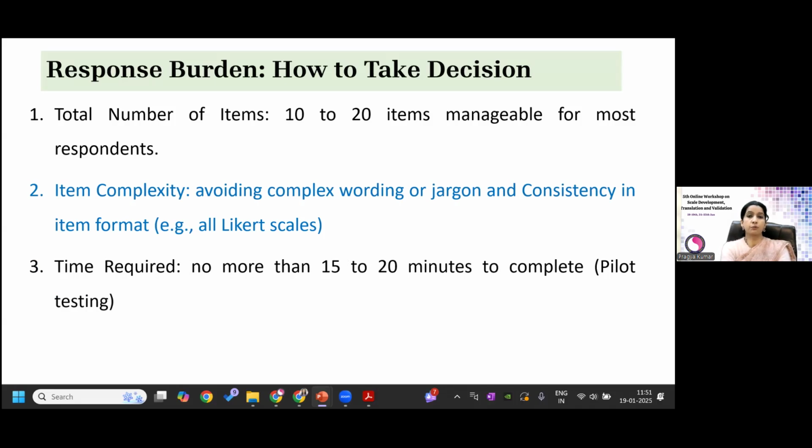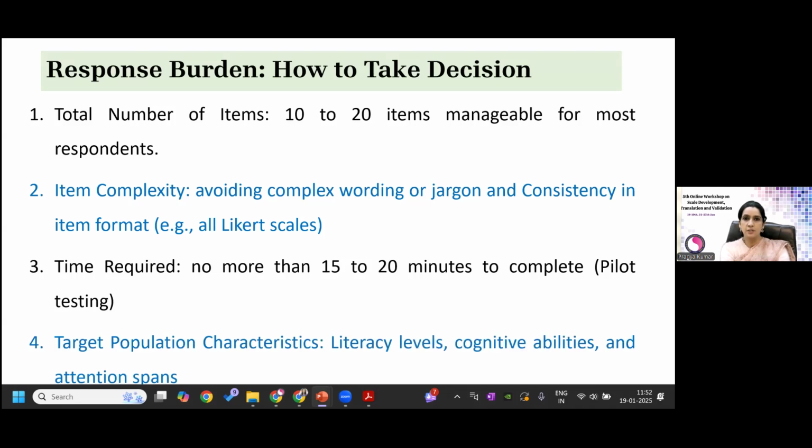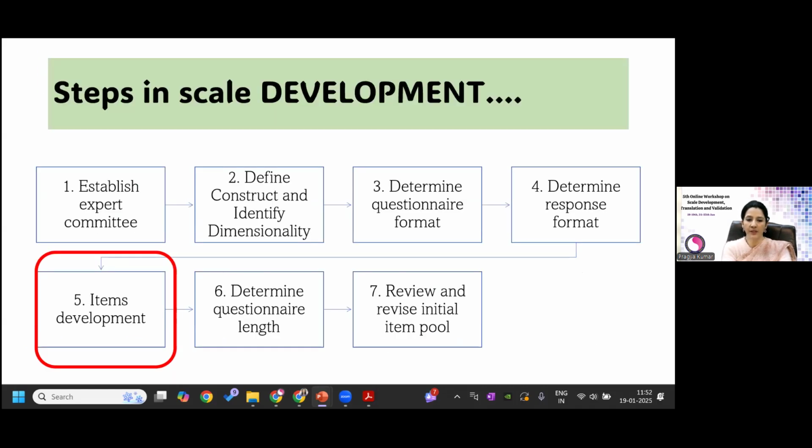For that you should do the pilot testing. In that you can come to know how much time it takes, and don't do the pilot testing in your own group. Do it in the actual respondents, because they are going to tell you how much time they are taking on average in filling one form. And then we have discussed this, the target population characteristics.